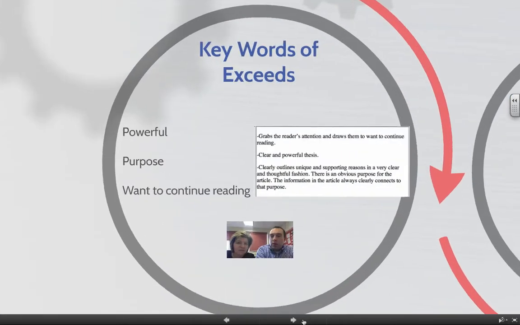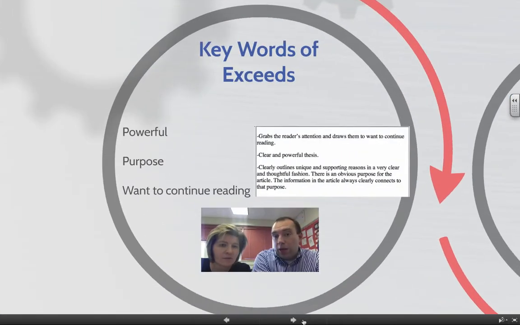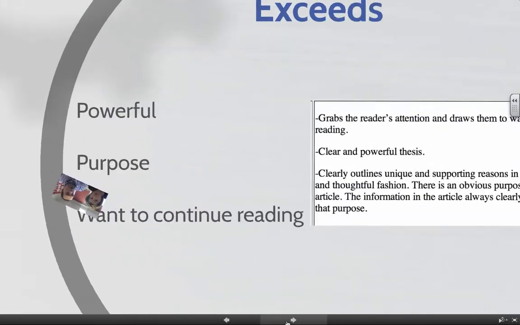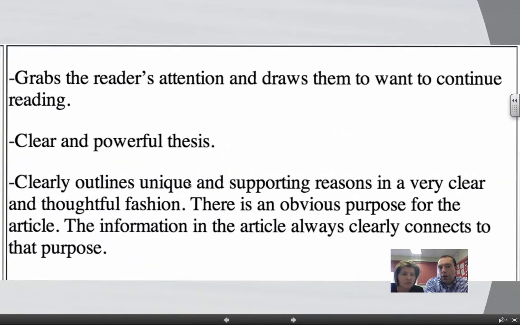So let's talk about the key differences in the rubric between mastery and exceeds. Powerful, purpose, and want to continue reading. So if you look here at the rubric, it grabs the reader's attention. There's a clear and powerful thesis. It's not just clear, there has to be some power to it. It clearly outlines the unique supporting reasons in a thoughtful fashion. There's an obvious purpose for the article.